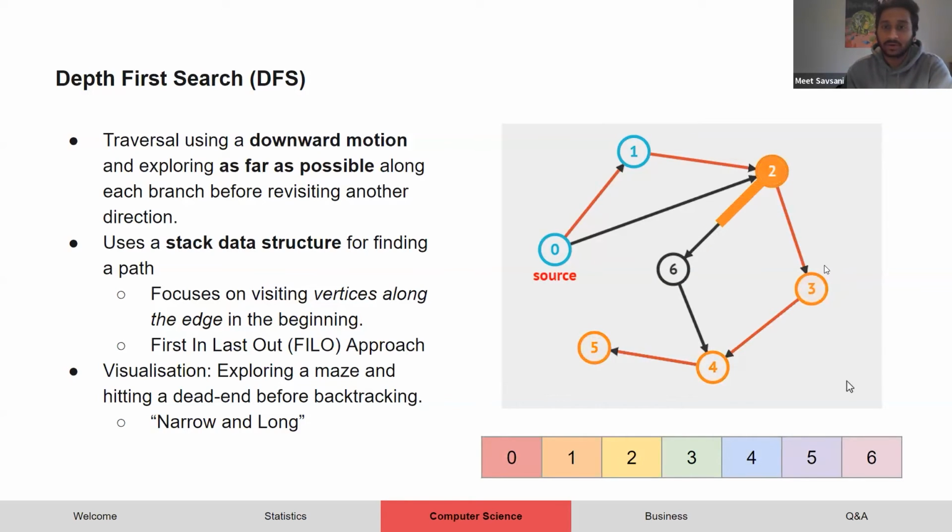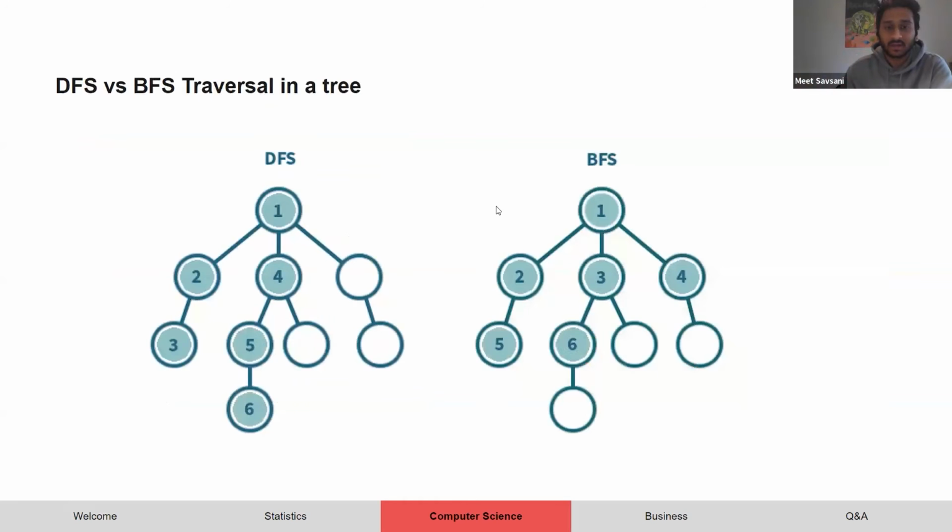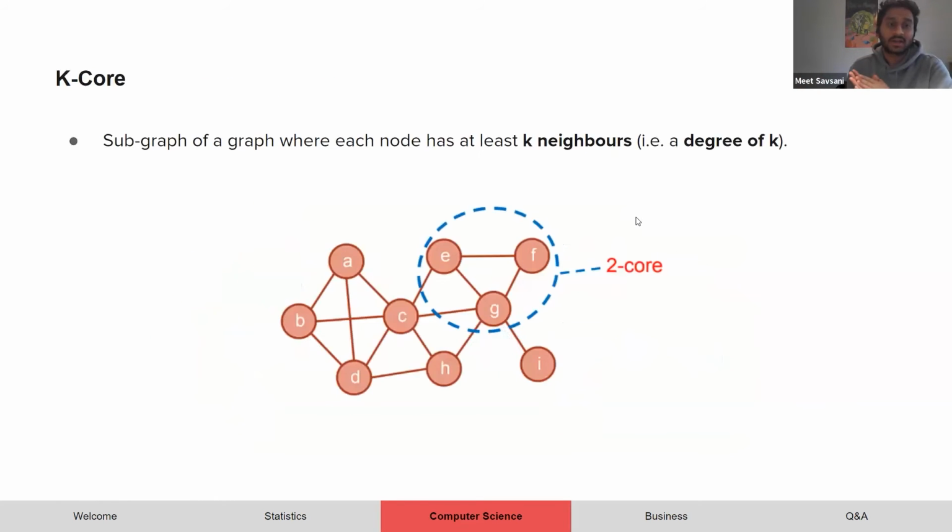So if you think about it, the only difference is the algorithm behind it, right? It's just the first in last out approach and the first in first out approach, FILO and FIFO. That's the only difference. This is DFS and BFS in action. So similar, it's just DFS uses a first in last out approach and BFS uses a first in first out approach. Now let's look at KCore.